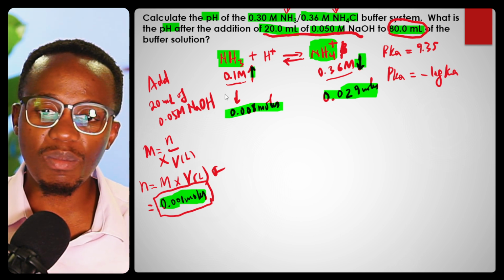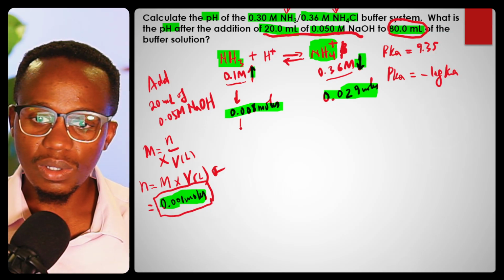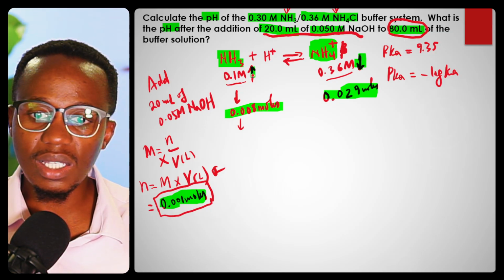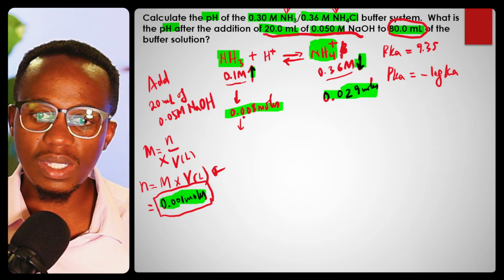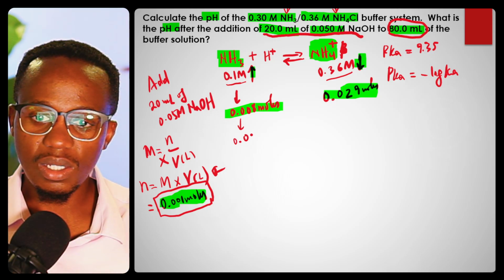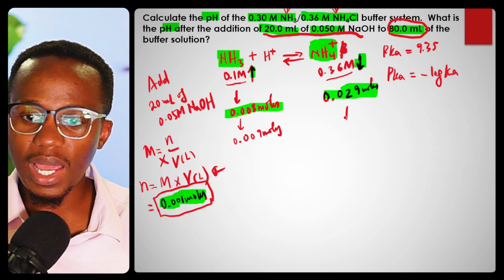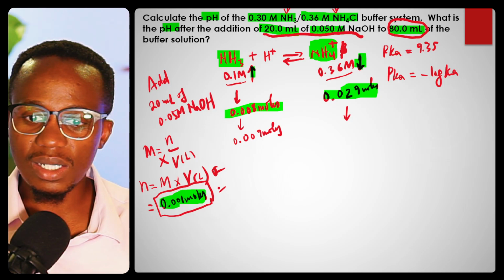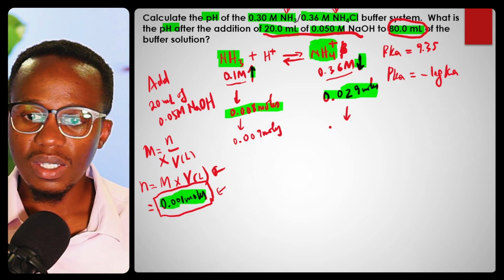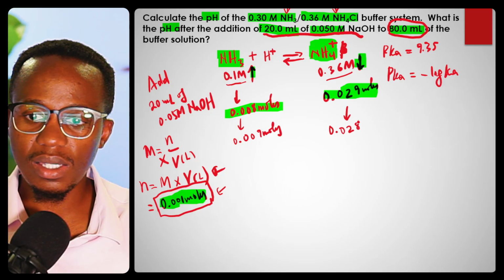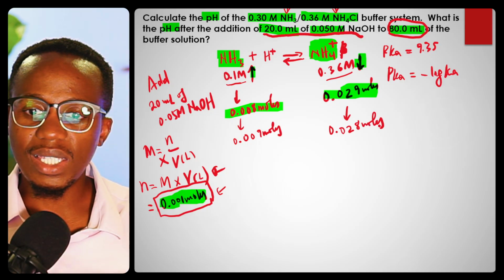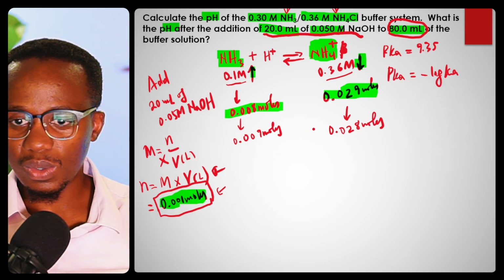The new number of moles will be equal to, look at that, we take this, since this goes up, I'm going to take this plus 0.008. It should be 0.009 moles, right? And then this one goes down by how much? By this much, right? So it's going to be 0.028 moles. So this is the new number of moles.